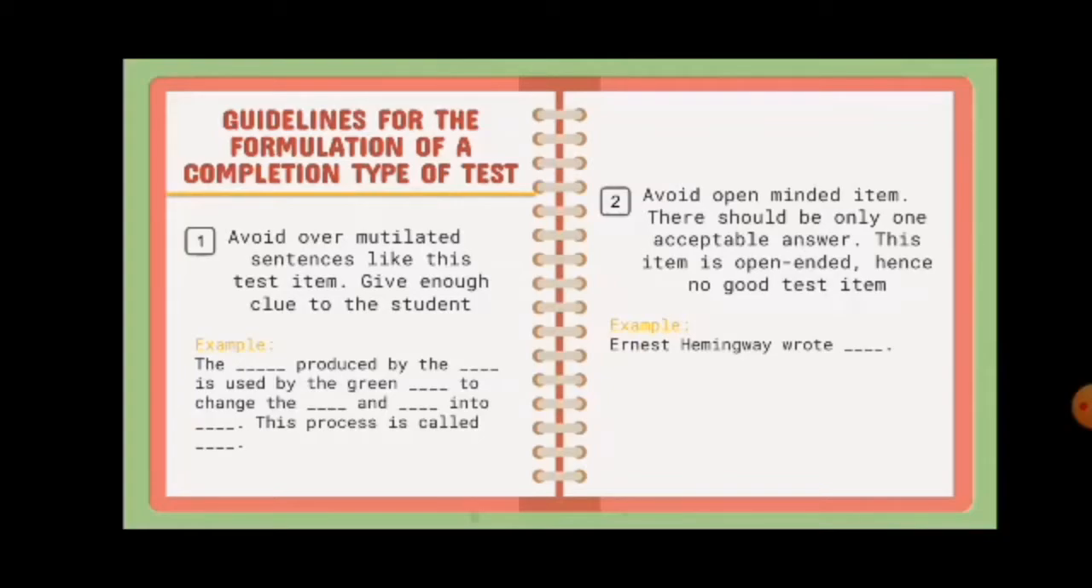So number 2, avoid open-minded items. There should be one acceptable answer. This item is open-minded, hence no good test item. So for example, Ernest Hemingway wrote blank. So meaning to say in this number 2, we should avoid open-minded items. There's only one answer that is acceptable in the sentence, and not some words that are not connected or related to that.